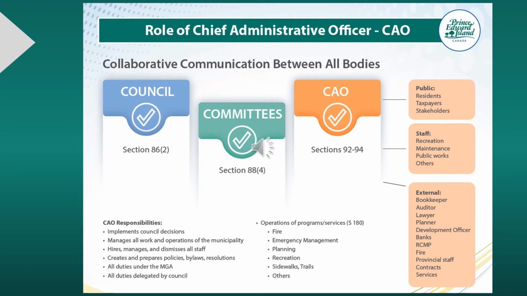The CAO is responsible for implementing council decisions. They manage all work and operations of the municipality. They hire and manage and dismiss all staff. They create and prepare bylaws, policies, and resolutions for council. They follow all the duties under the MGA and all duties delegated by council. They are in charge of the operations such as programs and services offered by the municipality.